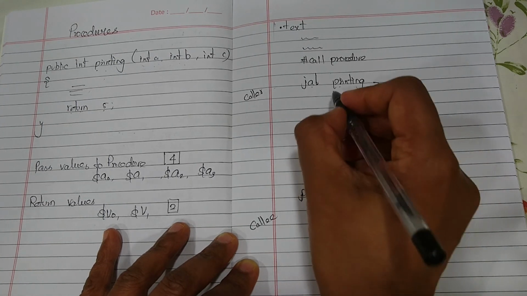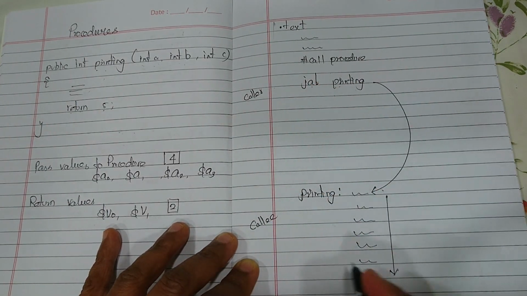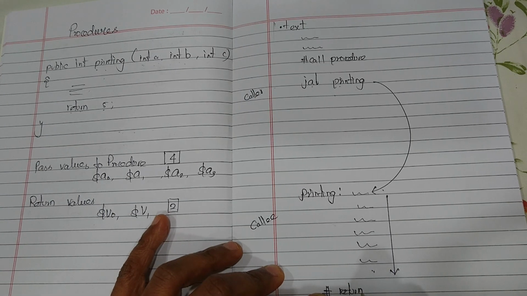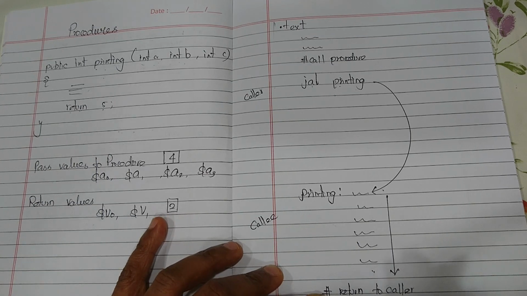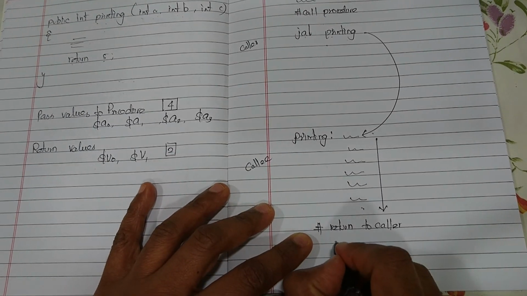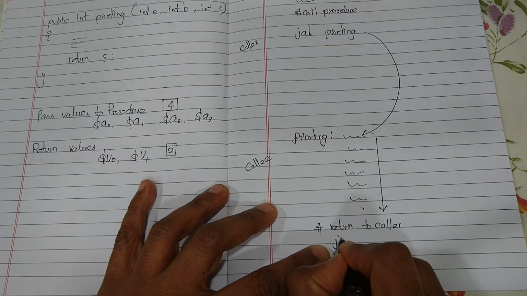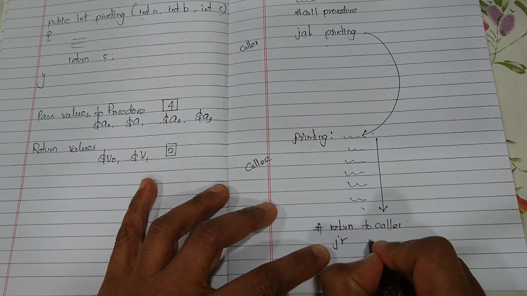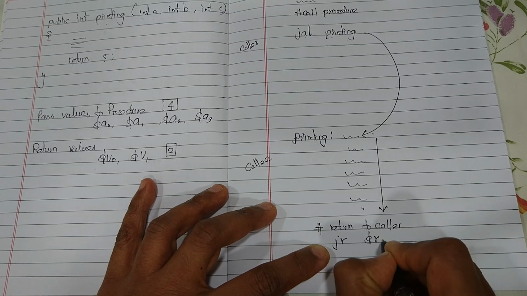Now I would like to go back to the caller. So how to go back? You have another statement called jump register. So this is return to caller. How to return to the caller? You need to write an instruction called JR, jump register, and you need to write register RA.